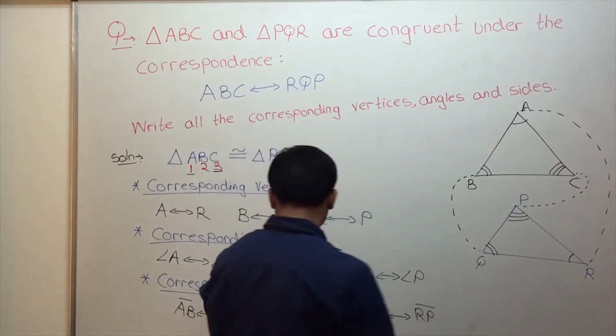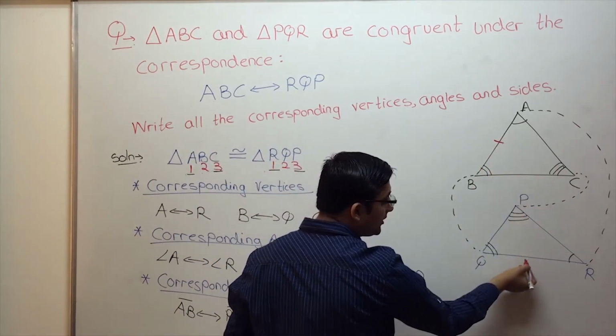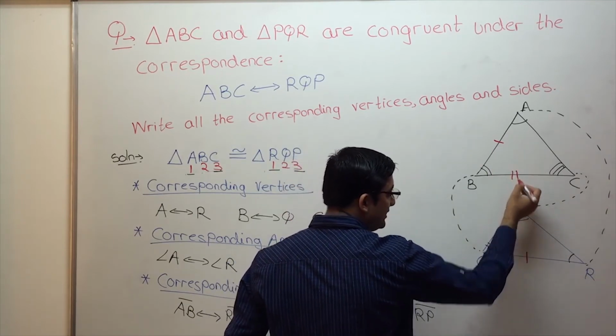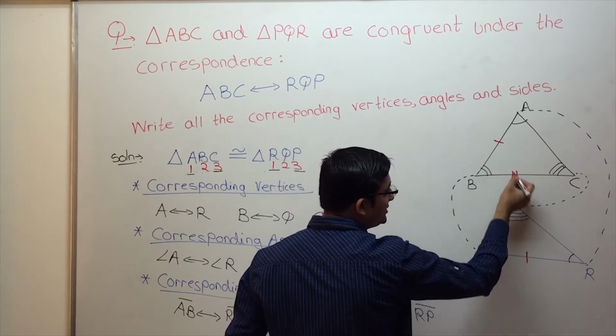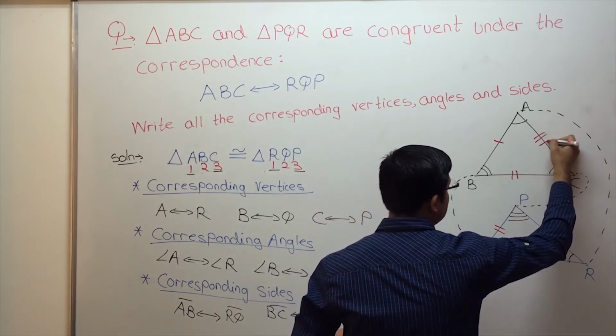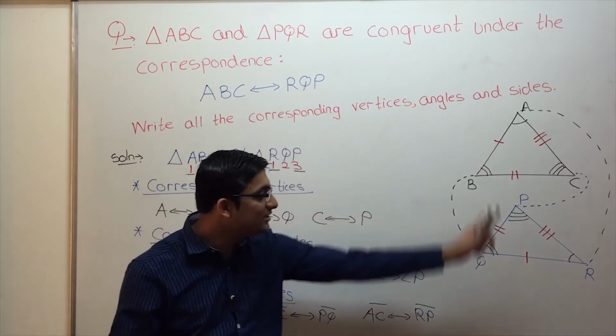Let's also mark it. So see, AB is equal to RQ, same symbol. Next, BC is equal to PQ, with a different symbol from that. So these two are equal. AC is equal to RP, that is over here. So that is how you do your marking.